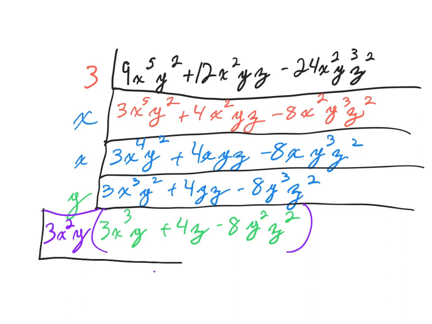So if that way is easier for you, go that way. If not, if you're able to see those large items and pull those out, go for it that way. All right, let's look at an example of factoring.